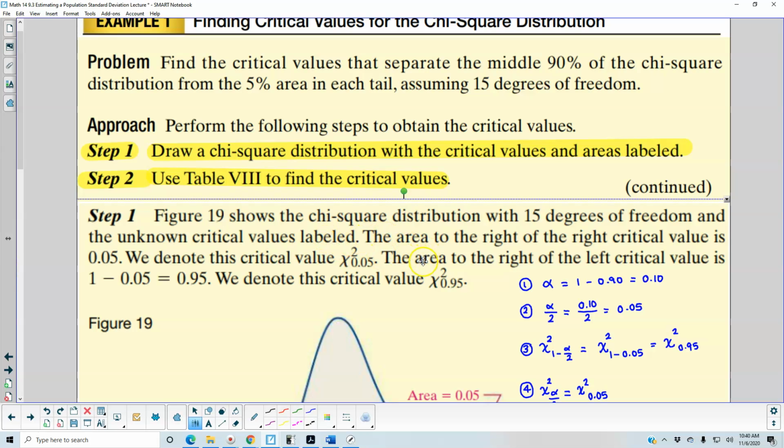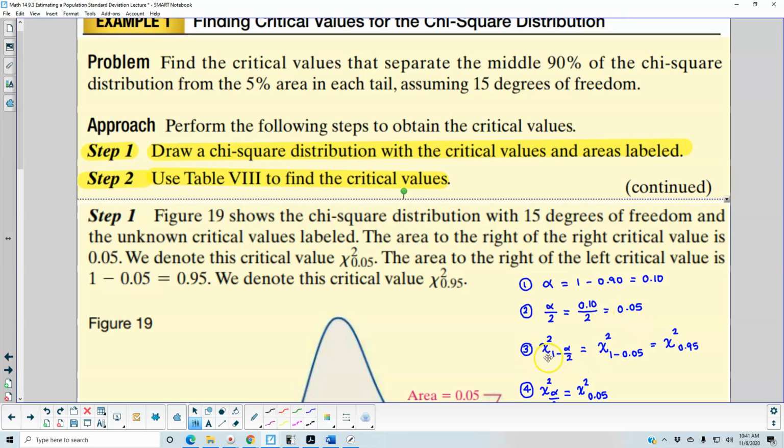Now, before we get into the next couple sentences, let's go back up here. It's saying that we want to find the critical values that separate the middle 90%. Over here in the first 4 steps, alpha is going to represent 1 minus that 90%, which is 0.90, which gives us 0.10. So in step number 1, alpha is 0.10. Now, alpha divided by 2 equals 0.10 divided by 2, which gives us 0.05. So now alpha divided by 2 is equal to 0.05.